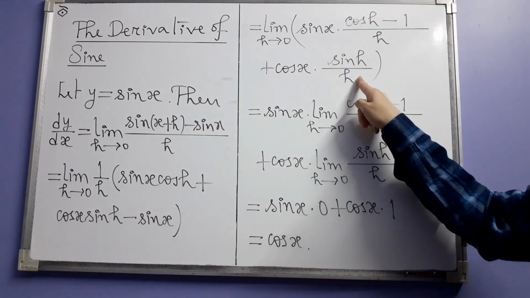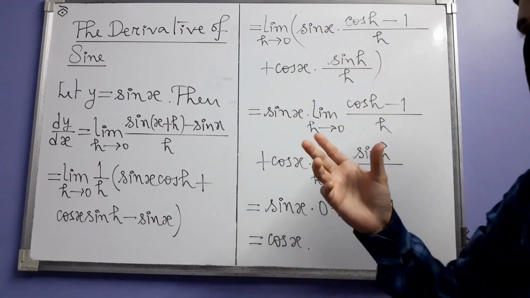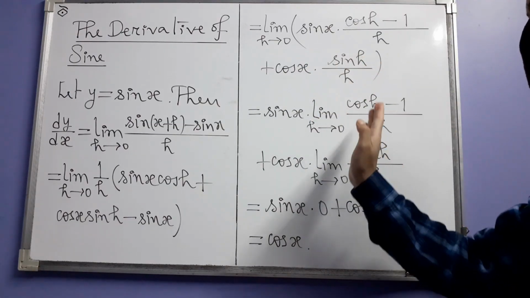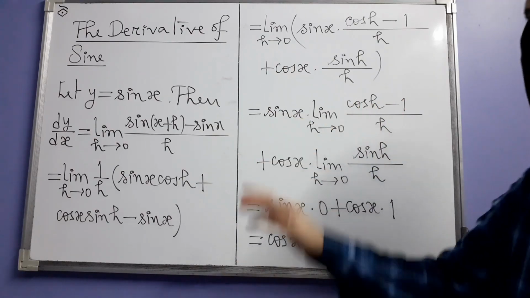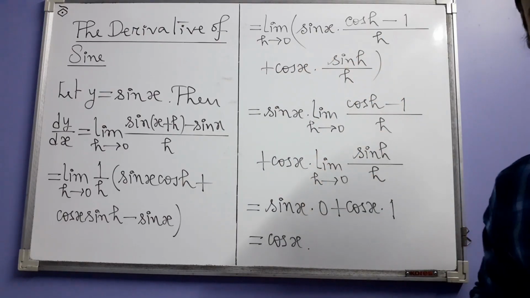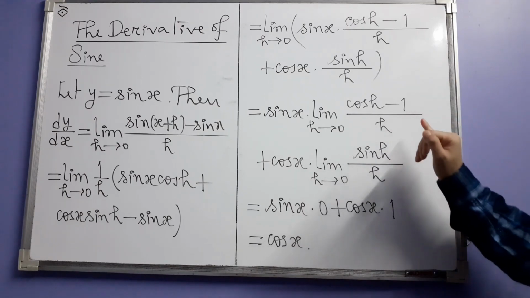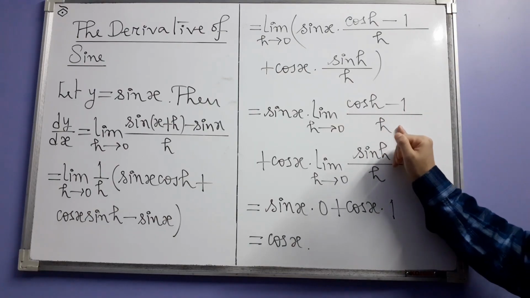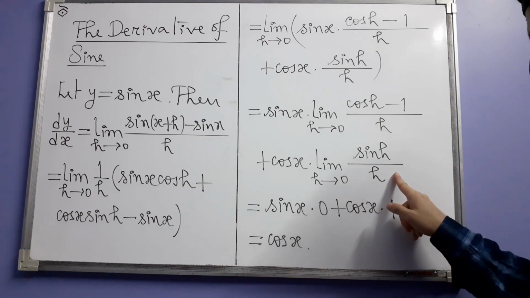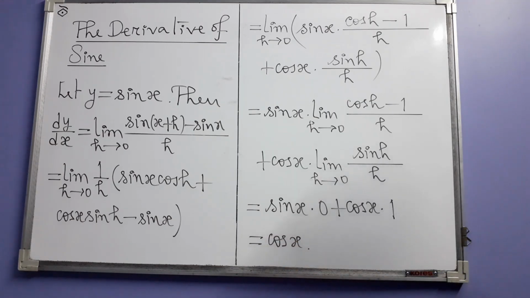divided by h. So if you apply the limit on this sum, then the limit first of all gets distributed to each term of the sum, and then from each one of them that constant thing comes out. From the first one sin x comes out, and from this term cos x comes out of the limiting process. And now you recall those two limits. The limit of cos h minus 1 divided by h as h approaches 0 is 0. And this limit, of course, is 1. So that way the final result is cos x.